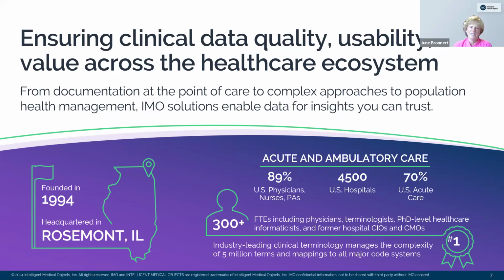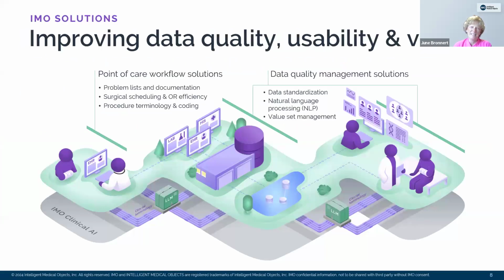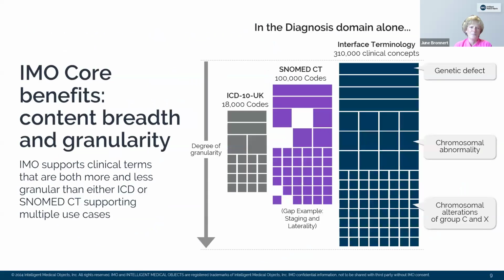So, IMO is a data enablement company. What does that mean? At a very high level, our terminology is the gold standard for a variety of use cases, such as structured documentation at the point of care, as well as solutions for back-end aggregate data standardization, natural language processing, and value set management. It is the foundation of everything we do. So let's take a closer look at our terminology's depth and breadth on the next slide.